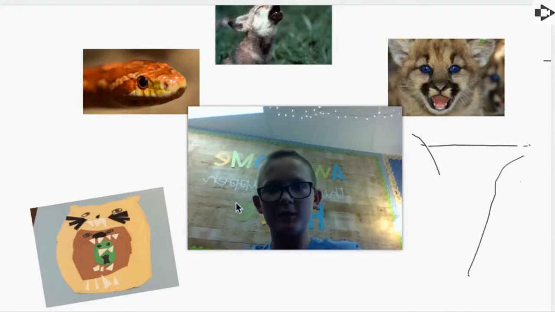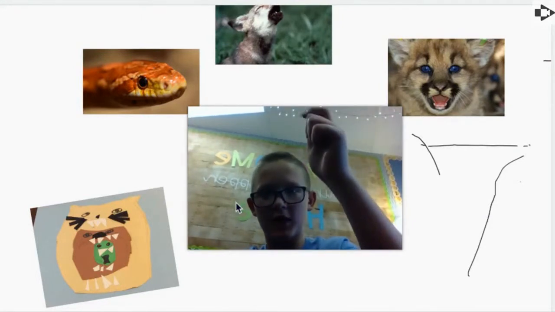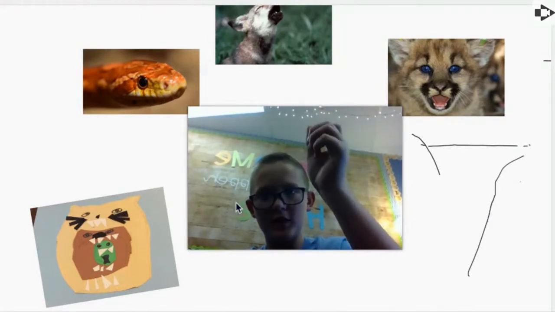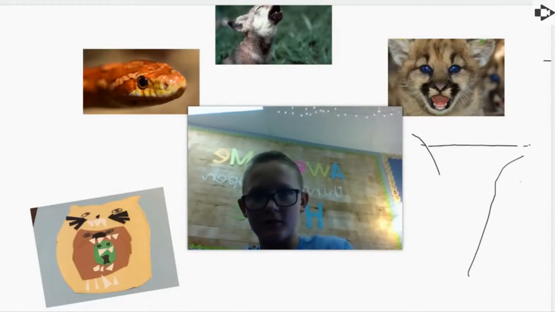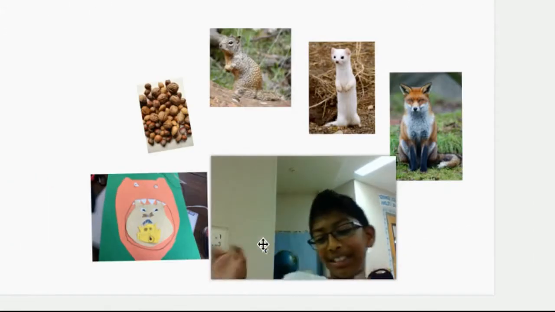This is a bobcat. This bobcat eats the coyote. The coyote eats the snake. This is my art.